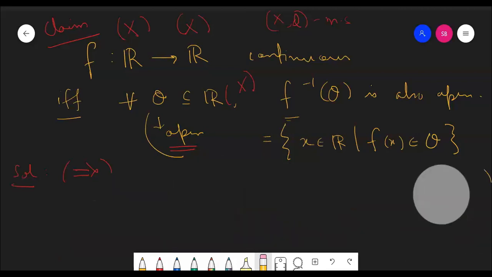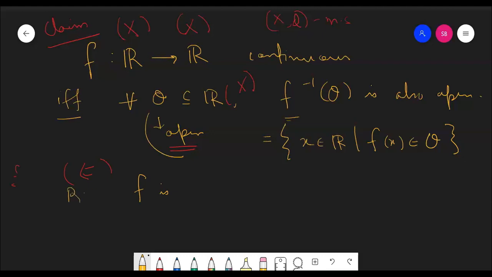So let's erase this and try to prove the converse direction. Now what we need to show is that if for all open sets O in R, the inverse image of O is also open, then f should be a continuous function. To show the function is continuous, required to prove f is continuous at, let's say, a in R, and this we can do for all a in R. So it is continuous at each point. Then we call the function continuous.